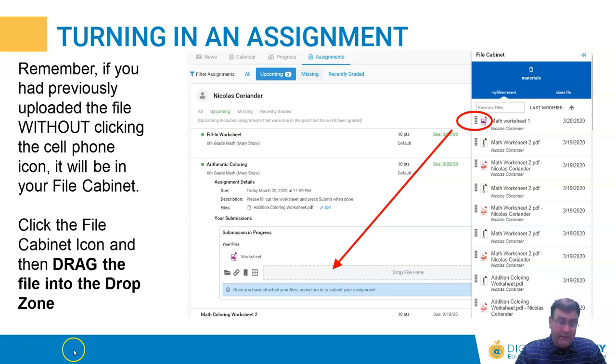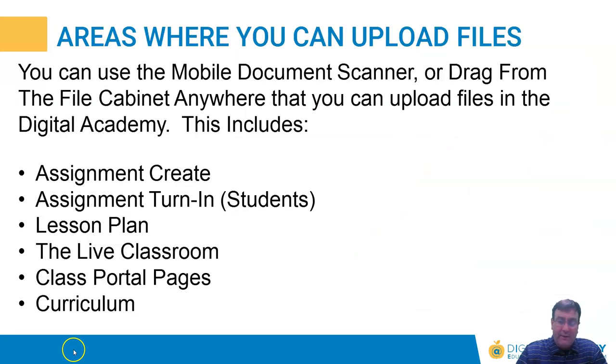You can click the phone and then it'll add it automatically, or you can just go to the phone, upload it, and then drag it from your file cabinet. So the little cell phone can be found in a lot of places throughout the app. Most of these are for teachers, so they're assignment create, assignment turn in, which is for students, lesson plan, the live classroom, class portal pages, and curriculum all have the cell phone, so you can put documents directly into those by scanning them from your cell phone.